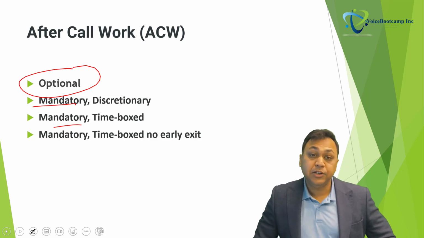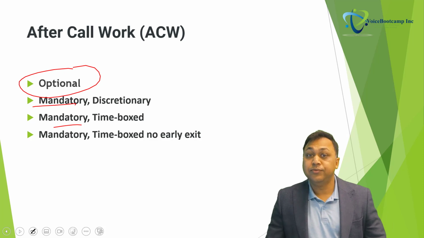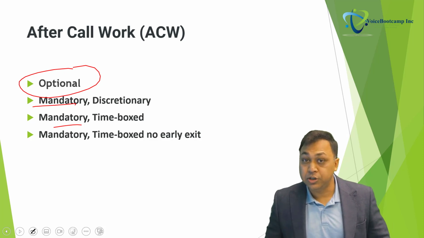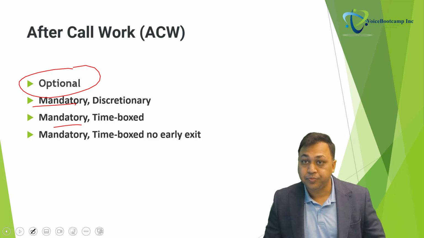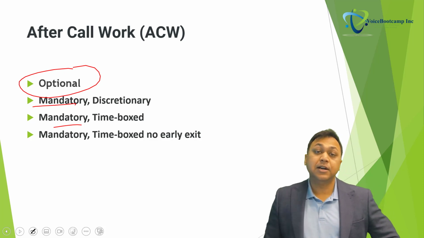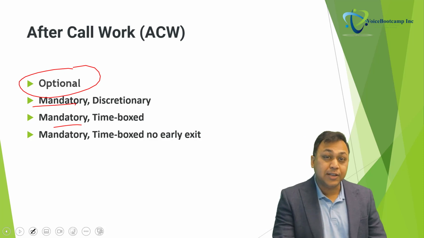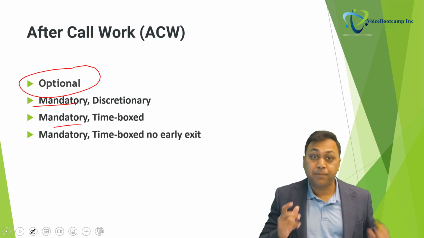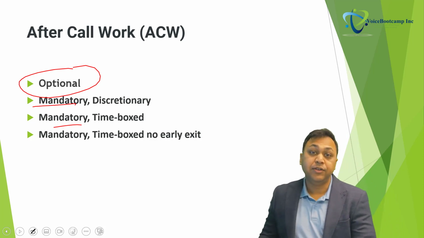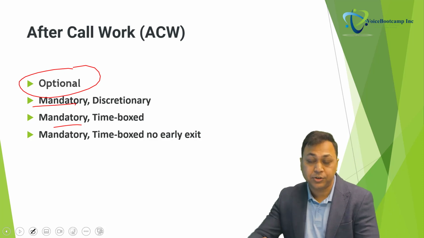If the agent finished the work early, the agent can receive a new interaction or new call by entering the wrap-up code. The agent automatically becomes available at the end of that specific time. So after the 20 seconds, the agent automatically becomes part of the queue, even if he or she is still working on the previous call.